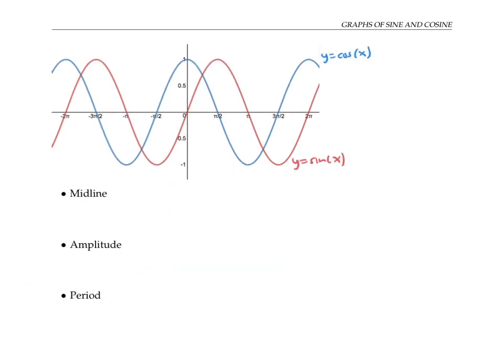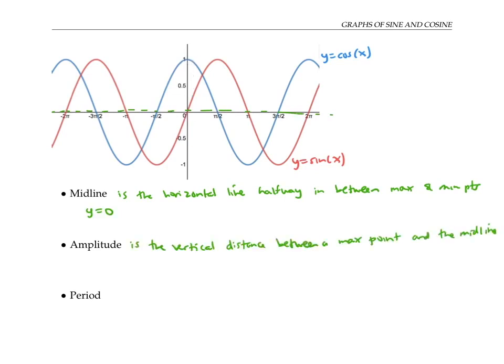We can also use the words midline, amplitude, and period to describe these two functions. The midline is the horizontal line halfway in between the maximum and minimum points. Here, the midline is y = 0. The amplitude is the vertical distance between a maximum point and the midline. You can also think of the amplitude as the vertical distance between a minimum point and the midline, or as half the vertical distance between a min point and a max. For the cosine function and the sine function, the amplitude is 1.